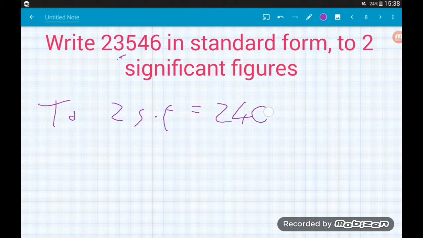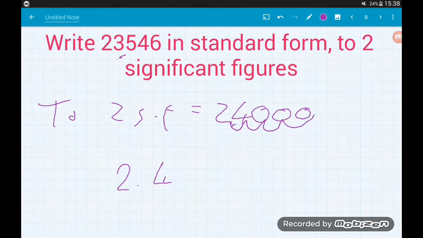24,000. Okay, if you're rusty on significant figures, check out the video on it where we explain how to round to significant figures. So we've written the number now to 2 significant figures. Now we want it in standard form. So it's going to be 2.4. Let's put the point into 24,000. So it's between the 2 and the 4. Then it's going 1, 2, 3, 4 places to the right. So it's 2.4 times 10 to the power of 4, like that.